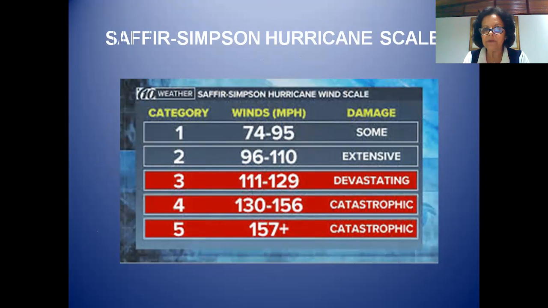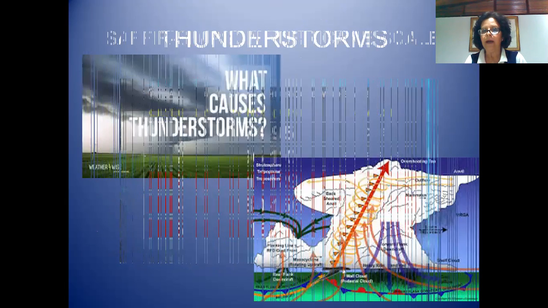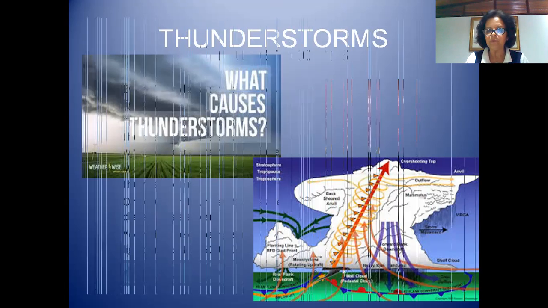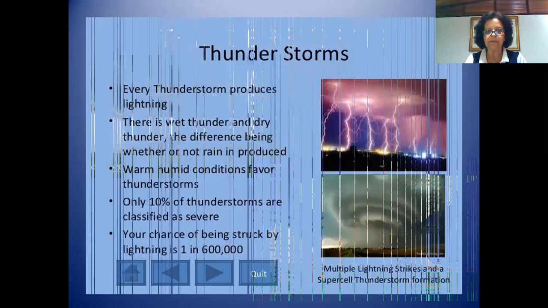Then we have category 3, devastating destruction. And then we have 4 and 5, catastrophic, which is the worst damage that we might have out of a hurricane. What causes a hurricane? As I said, the different temperatures, warm water combined with cool air and other mechanisms.